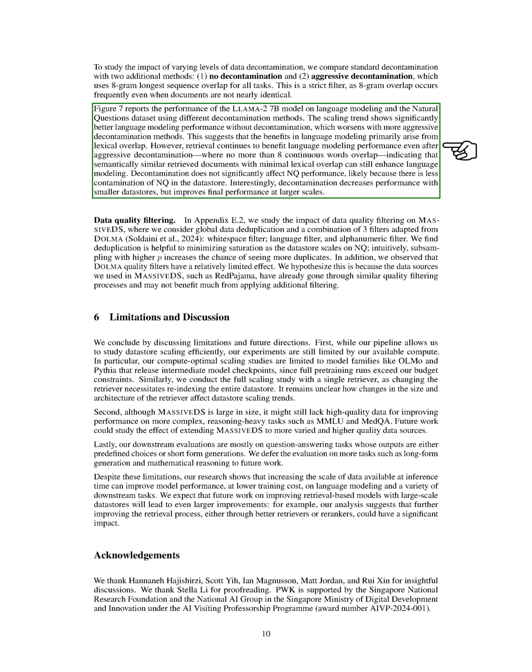We report the performance of the Llama 2 7B model on language modeling and the Natural Questions dataset using these various decontamination methods. Our findings indicate that language modeling performance is significantly better without decontamination, and it declines with more aggressive decontamination methods. This suggests that the advantages in language modeling mainly come from lexical overlap. Nevertheless, retrieval still enhances language modeling performance even after aggressive decontamination, where no more than 8 continuous words overlap. This indicates that semantically similar retrieved documents, even with minimal lexical overlap, can still improve language modeling.